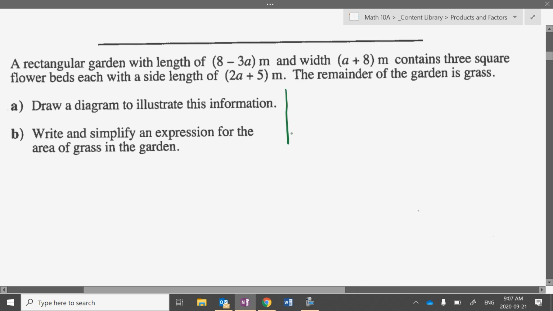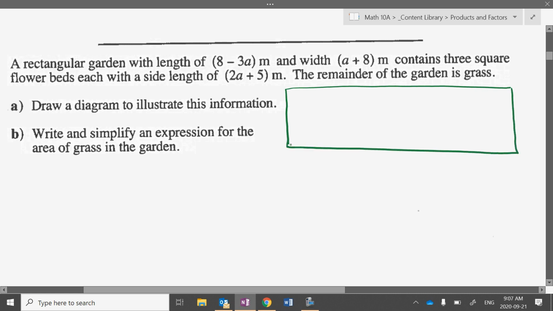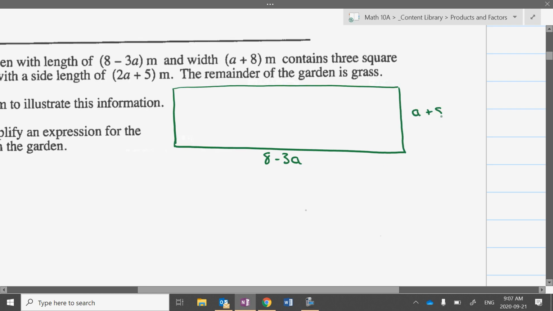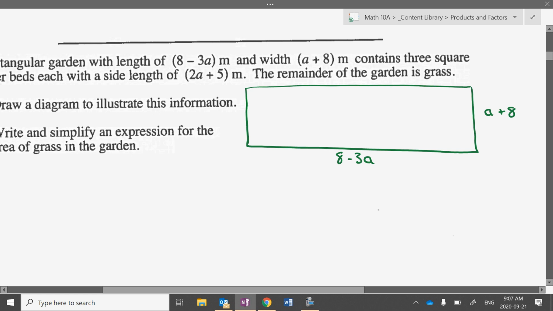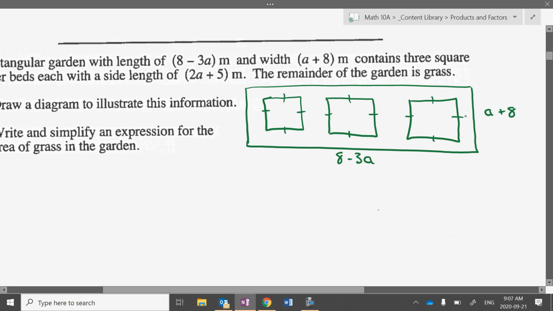So we have a rectangular garden. There's a length of 8 minus 3a and a width of a plus 8. Inside, I have 3 squares. It tells us it's a square. And then it tells us each one of those sides are 2a plus 5.